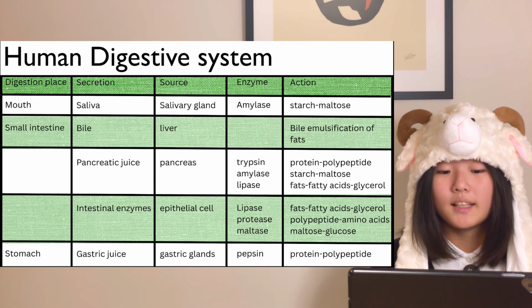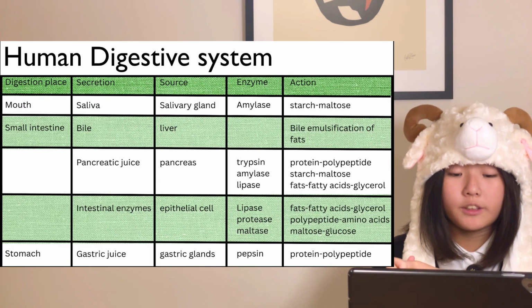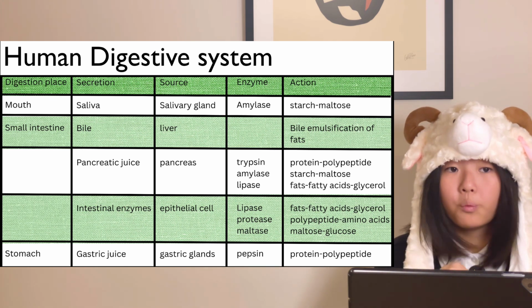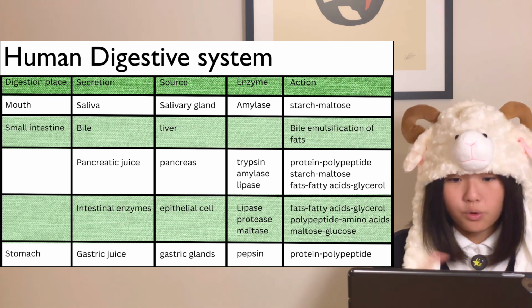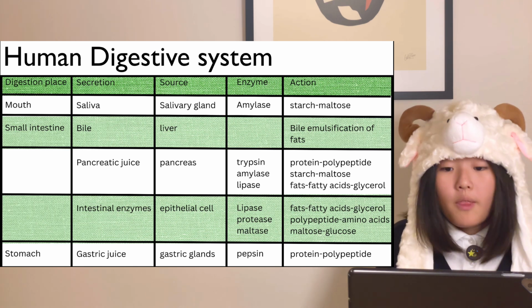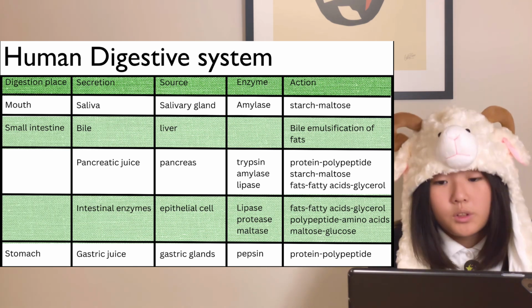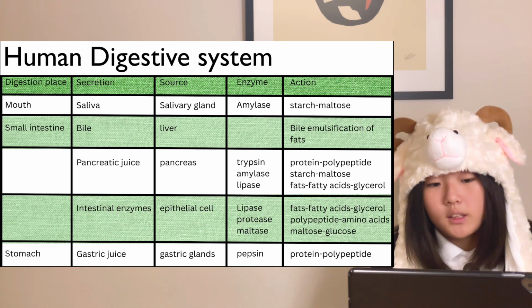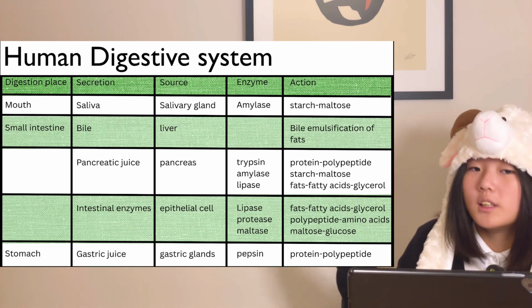I have made a table of where the digestion occurs, the secretion of what digestive juice, the source where the digestive juice came from, the enzymes inside of the digestive juice, and what the digestive juice does. Please take a screenshot if you're interested.